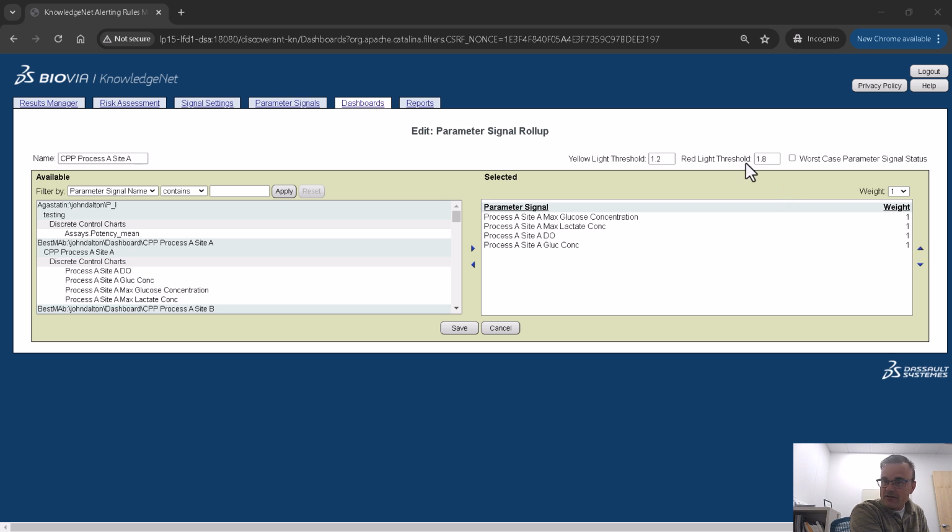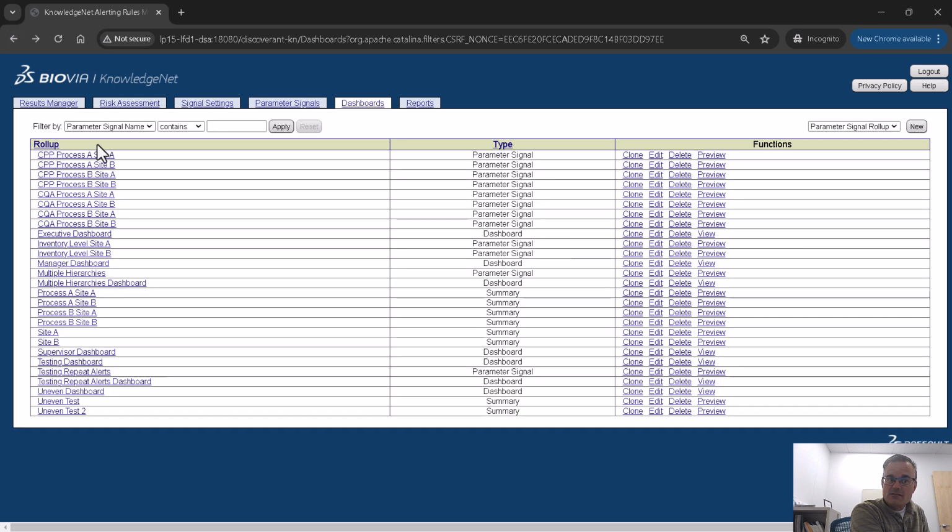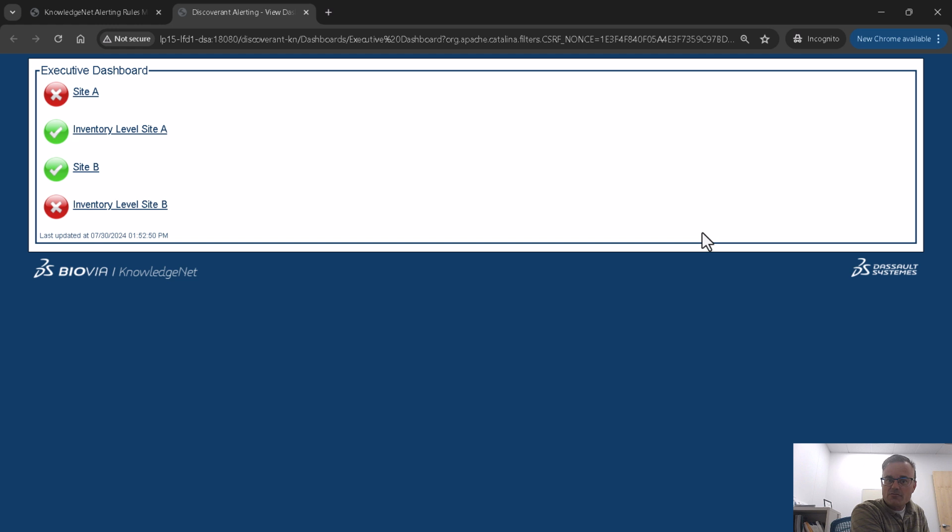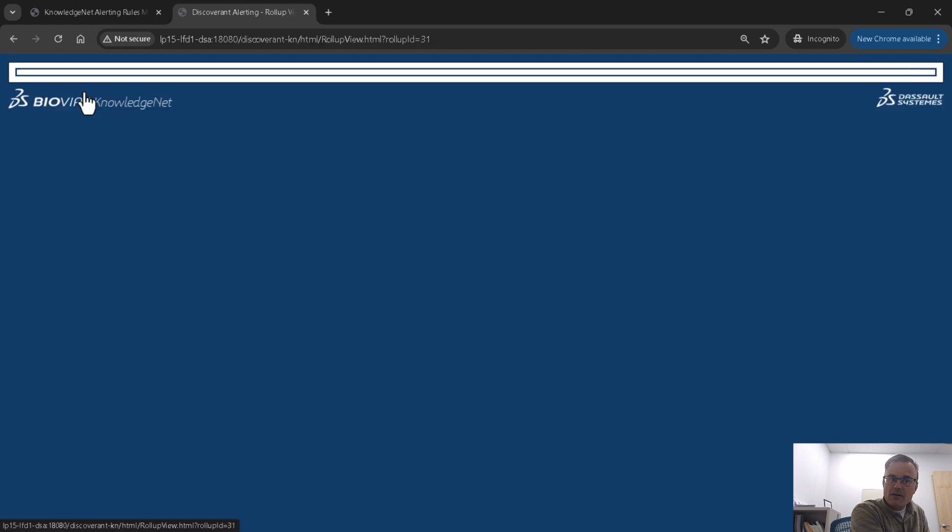So let me show you how these threshold values are being used with a weight of 1. You could have different weights here, and I'll show you how that calculation works in both cases. So let's go to a dashboard that uses this. So I have this executive dashboard, and I'm going to drill into that. And let's look at that site A area.